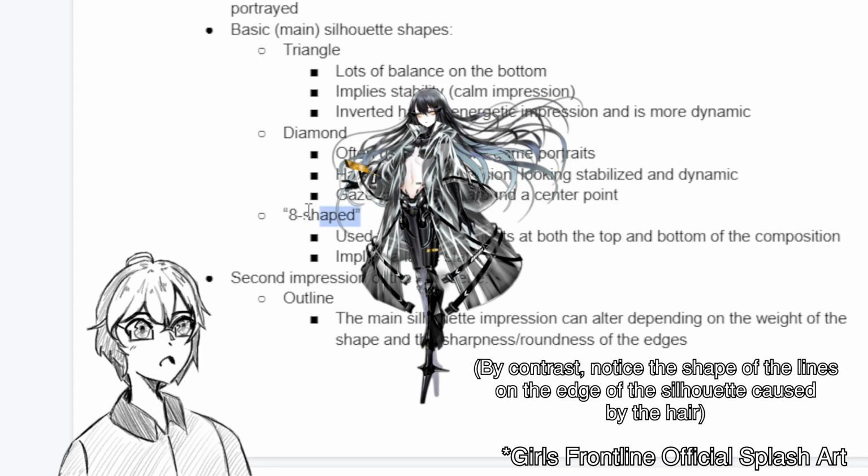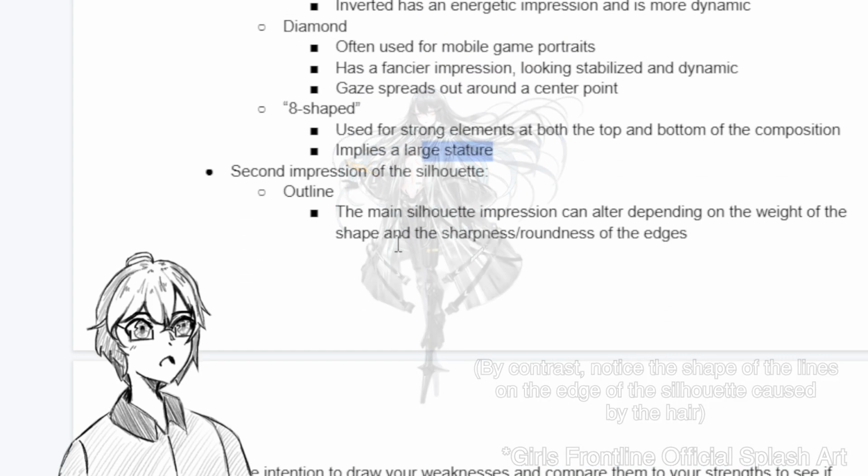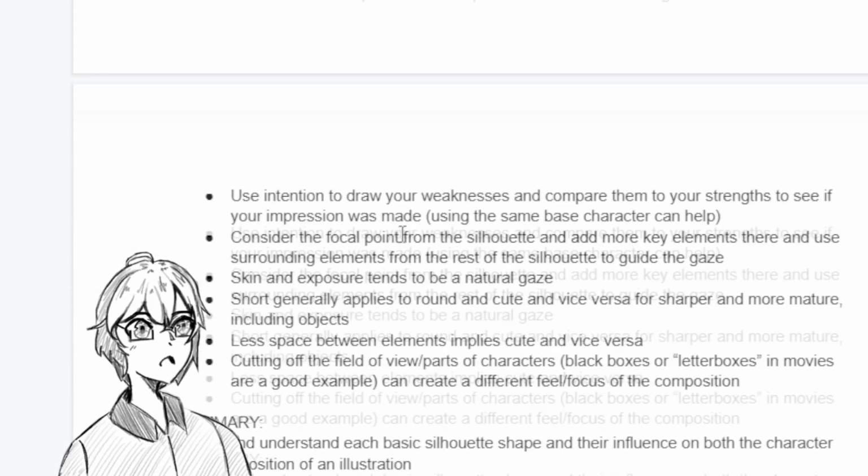And he talks a little bit more about it, but if you think, we can take this 8-shaped, and if it's rounded, it has a softer impression with a large stature, or we could sharpen the edges of that 8, have a lot of pointy ends sticking out of it, and suddenly that large stature is also going to look a little bit more intimidating as well. That's where this impression of the outline really comes in for the silhouette.